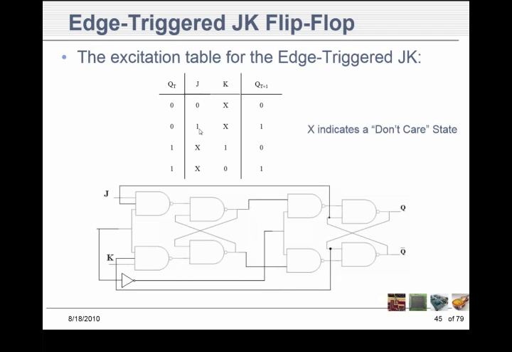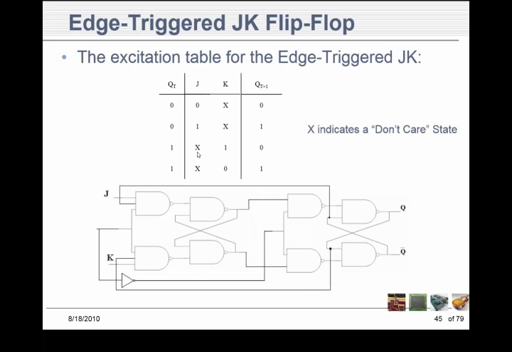Here we got a 1, and I said if j was a 1 and k was a 0, we would get the set. Well, here Q was 0, it went to 1. Down here, if j was 1 and k was 0, it would also go to 1. If this was 1 and that was 1, we toggled. It went from 0 to 1.